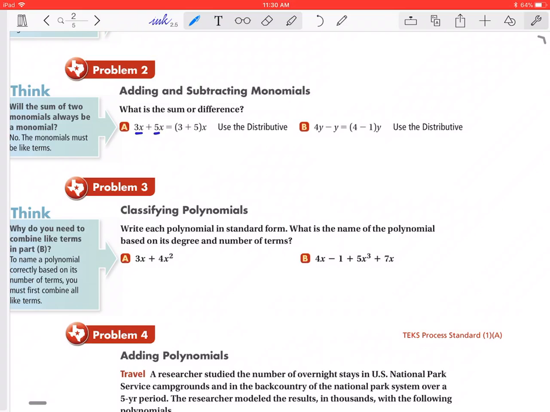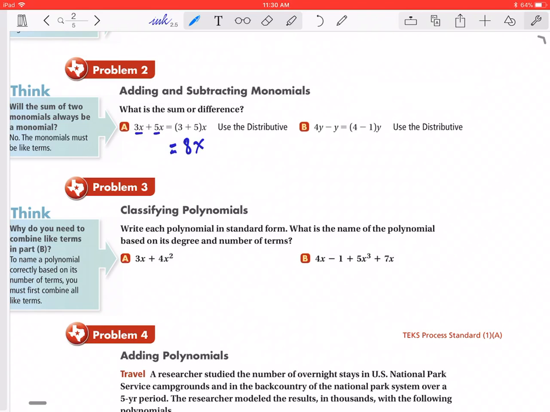Well, I'm going to perform what's inside the parentheses first. So 3 plus 5 will give me 8 and then times x. So my value here is going to be 8x. I've used the distributive property or the rules of PEMDAS. Okay, we're going to perform what's inside the parentheses first. And you could have solved this either way.